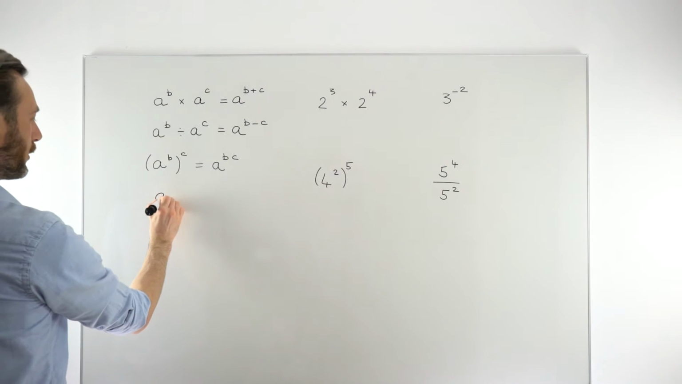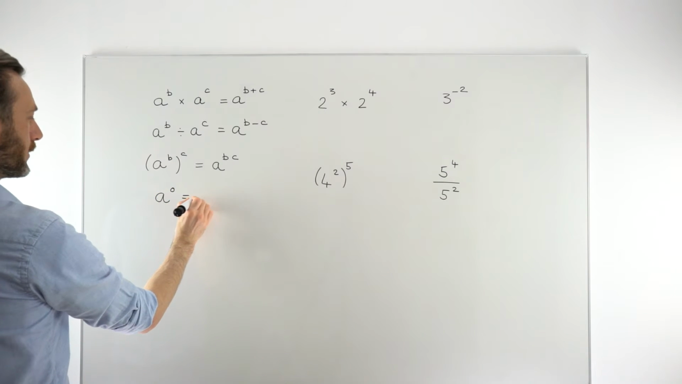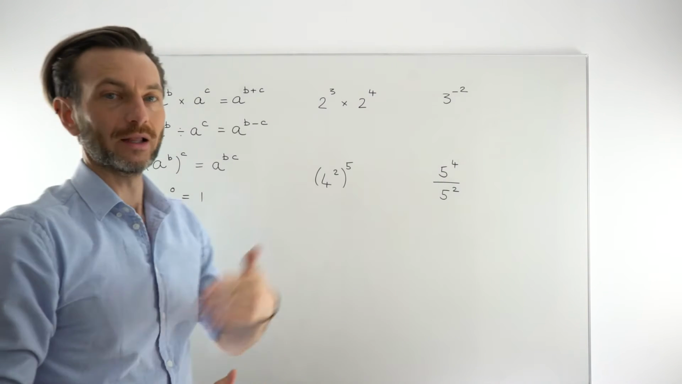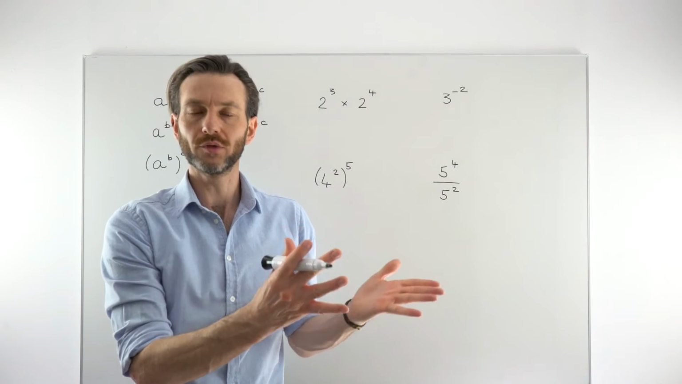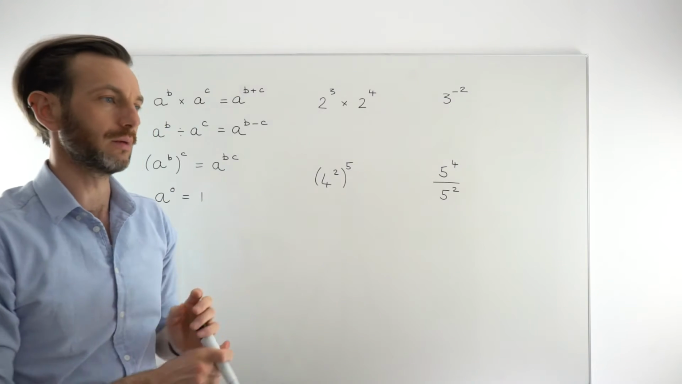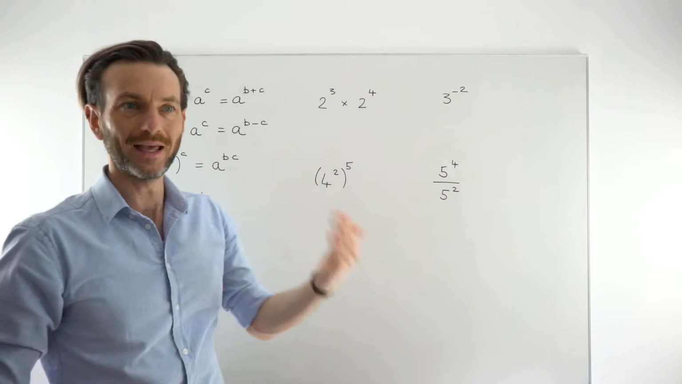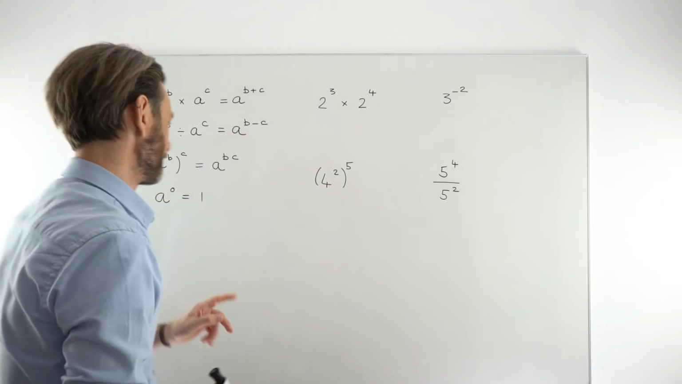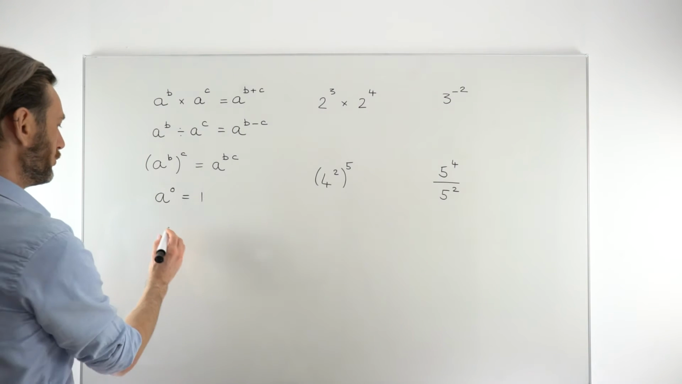So anything to the power of 0 is 1. Doesn't matter what that base number is. It could be a very large number. 1,000,000 to the power of 0 is 1. 1,000,000,000, doesn't really matter. It could be a negative number. It could be a decimal. The number pi, any number to the power of 0 gives you 1. So that's a good result to know.